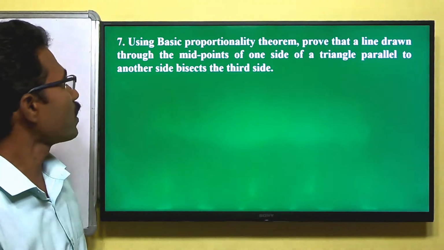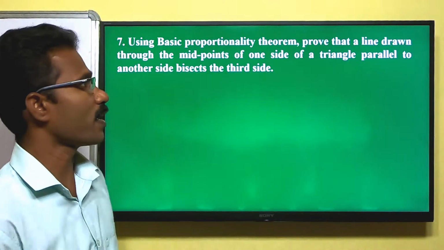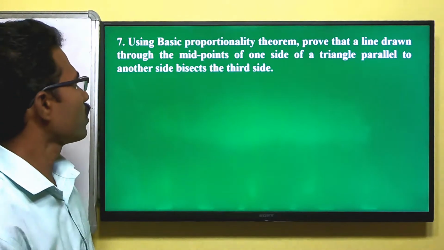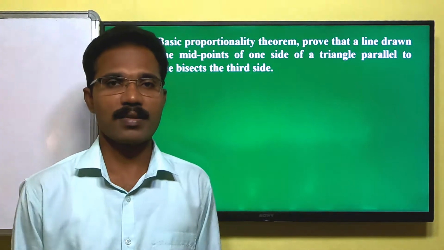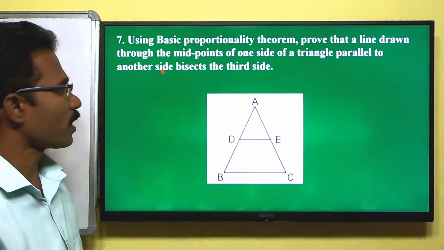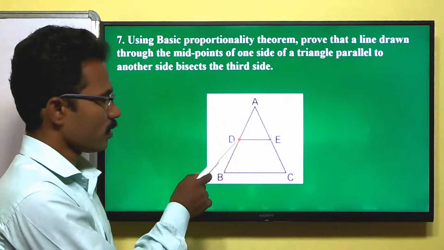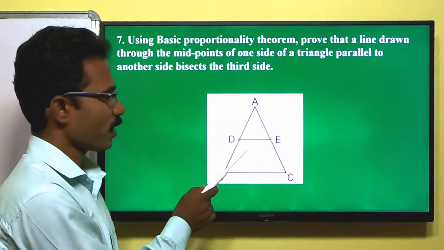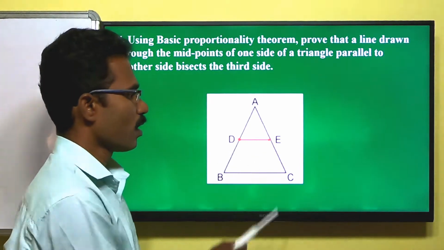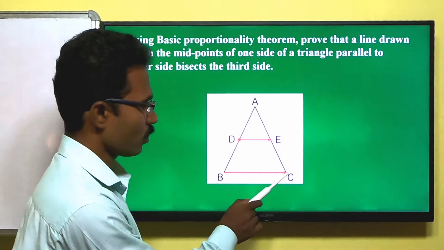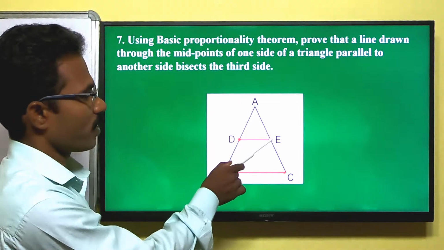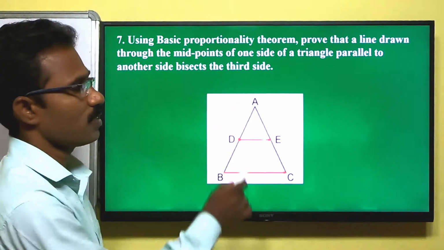Question 7 says, using basic proportionality theorem, prove that the line drawn through the midpoint of one side of a triangle parallel to another side bisects the third side. There is a triangle ABC. D is the midpoint of AB. From this midpoint, a line is drawn parallel to another side. Now we have to prove that the point E bisects the third side.